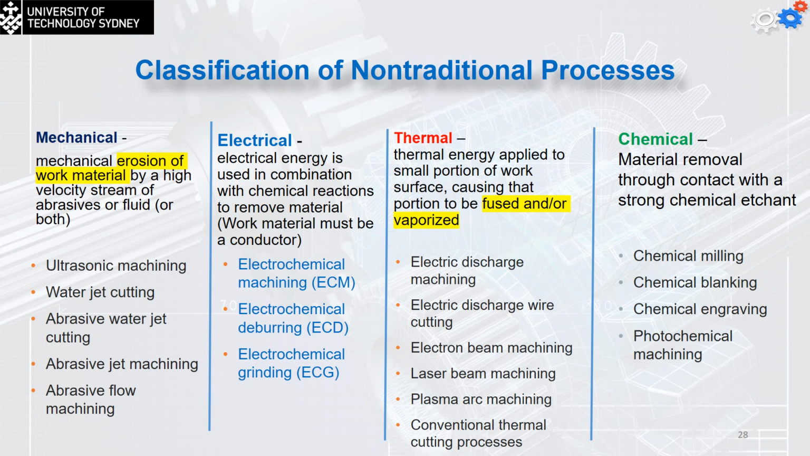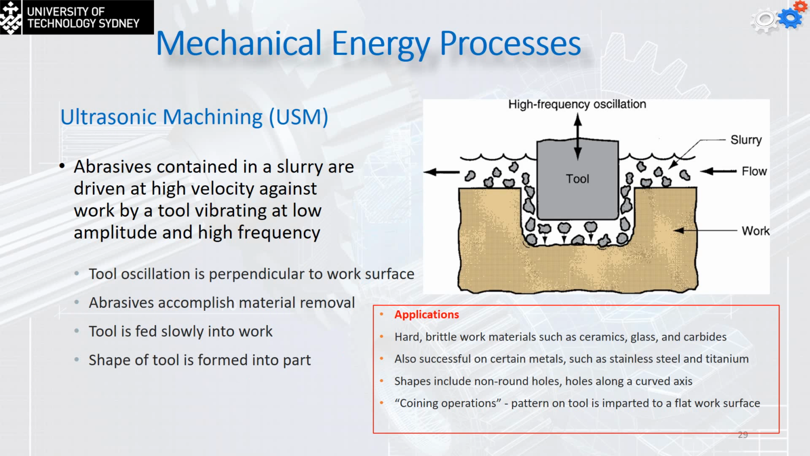Let's start to overview the processes one by one, and we are going to start with the mechanical energy processes. The first type is what we call ultrasonic machining, or the USM. Now, we can see what we have here. This is the tool.